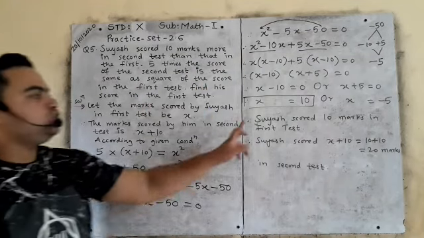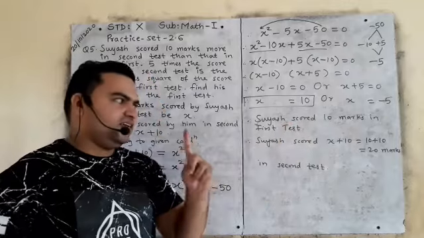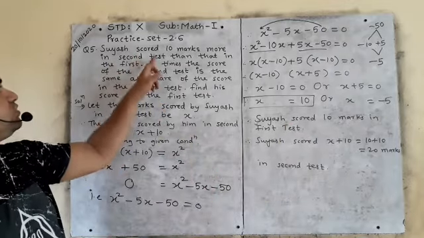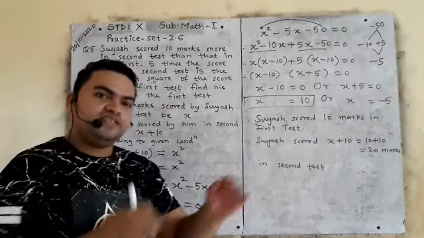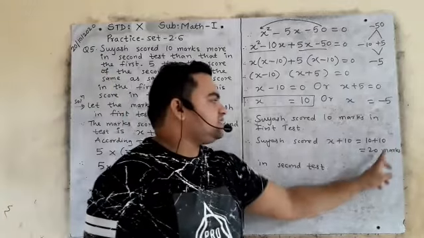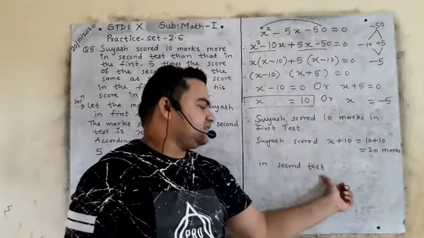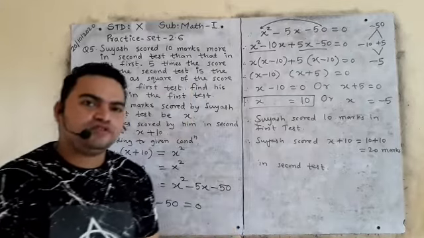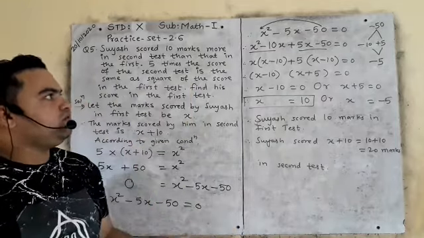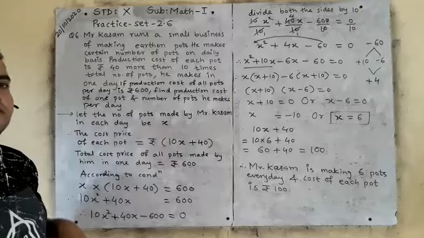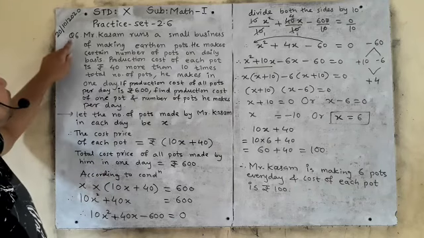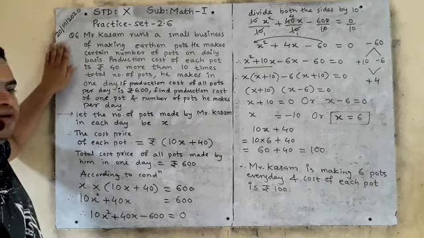Yes, see, Suyash scored 10 marks in first unit test and in second unit test he scored 10 marks more, 10 marks ज़्यादा. So 10 plus 10, 20 marks in second unit test. Is it clear? So this is how we have to solve this word problem of quadratic equation. So dear students, now we will see question number 6. It is very much important.